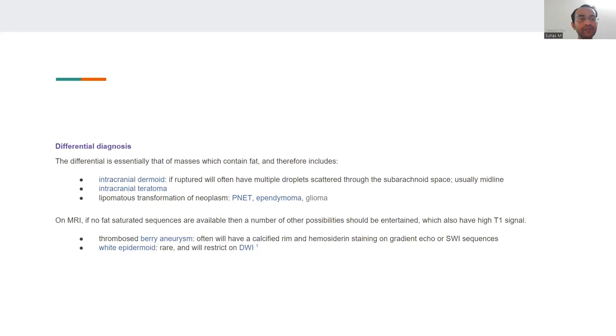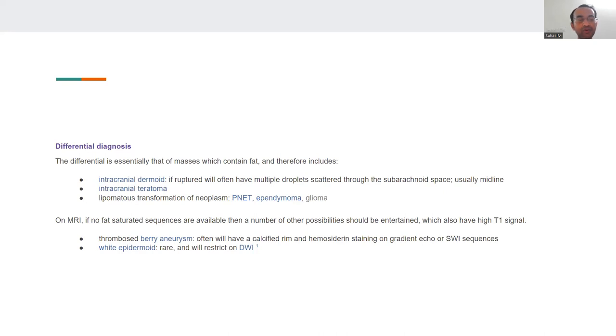Differential diagnosis. The differential is essentially that of masses which contain fat and therefore include intracranial dermoid, which if ruptured will also have multiple droplets scattered throughout the subarachnoid space, usually in the midline. Intracranial teratoma, lipomatous transformation of neoplasm, such as in PNET, ependymomas, or gliomas.